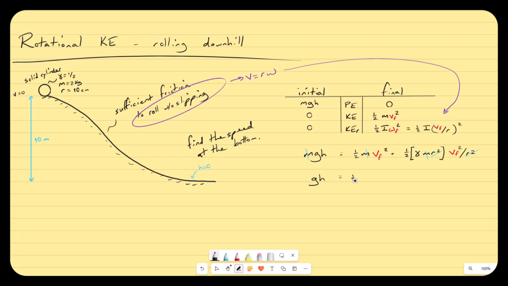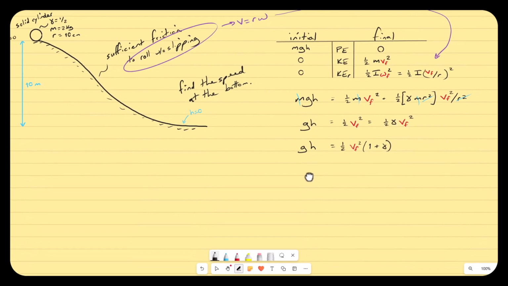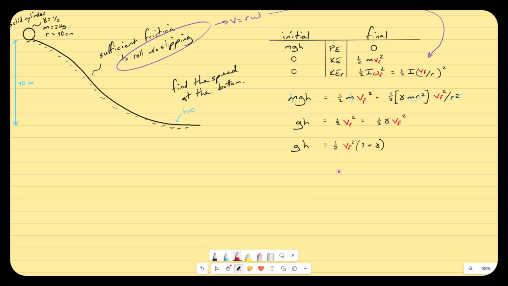The right side is, I've got 1/2 of a v final squared and I've got a half of a gamma v final squared, meaning I have a half of a v final squared times a 1 plus gamma equals gh. Still moving. I'm solving for v final. V final equals 2gh over 1 plus gamma, all under a square root.